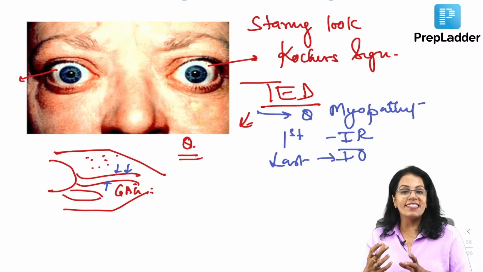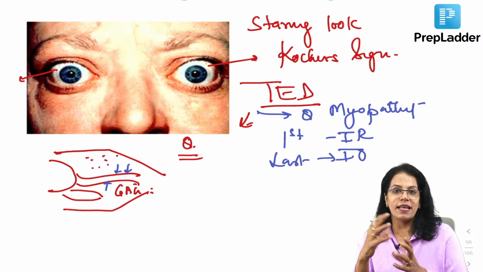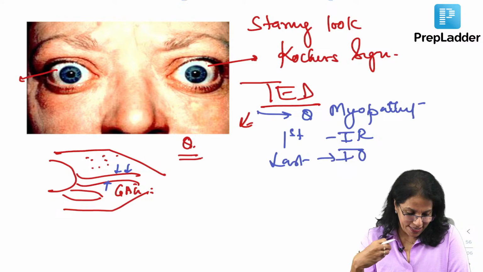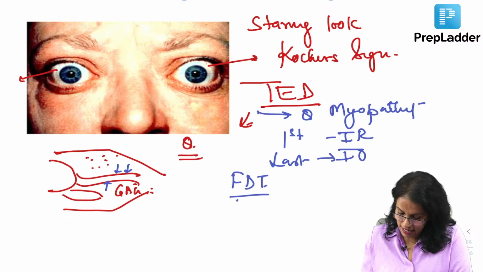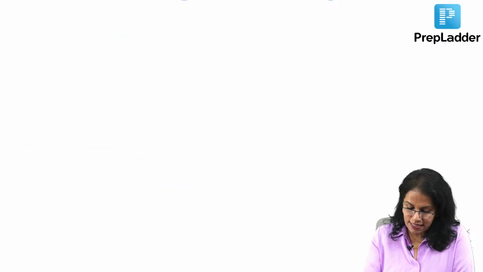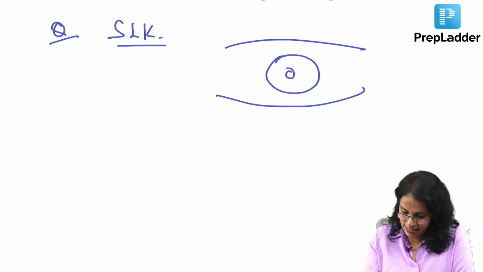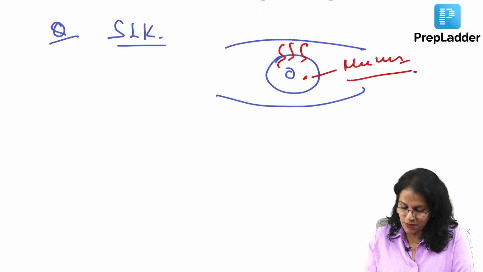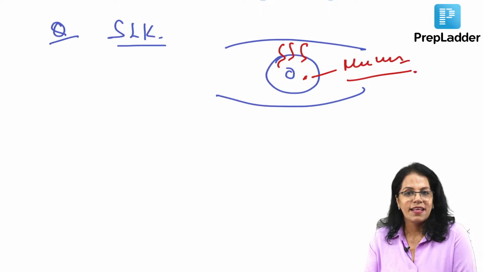Which part of the muscle is involved? It is mainly the belly of the muscle. And how do you differentiate from paralysis? We have learned the forced duction test, isn't it? So, these are some important questions. And of course, another question on thyroid eye disease is about superior limbic keratoconjunctivitis, where only the superior limbus is congested with mucus depositions. This is superior limbic keratoconjunctivitis, a feature of again thyroid eye disease. So these are some important questions asked around TED.